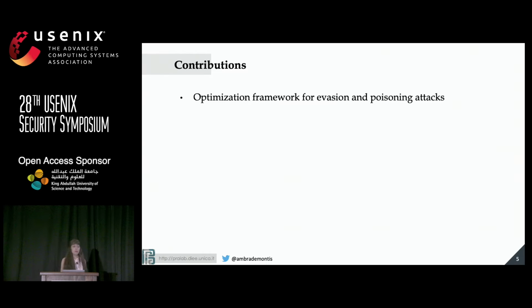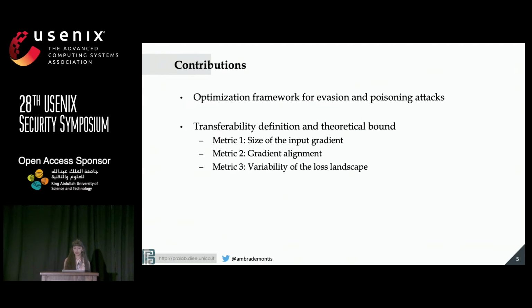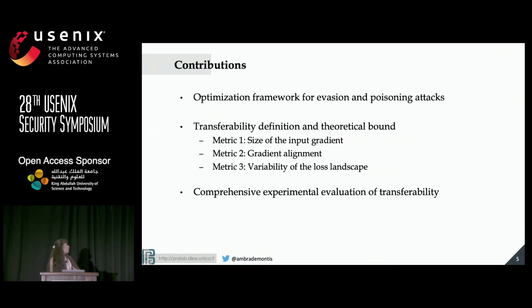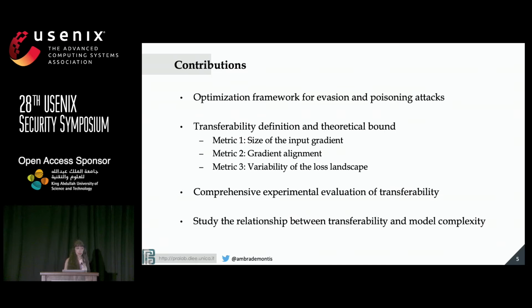So we propose an optimization framework that allows the attacker to compute both evasion and poisoning attacks. We provide a formal definition of transferability, and we devise three metrics that help to better understand the underlying reason behind transferability. To validate the proposed metrics, we did a comprehensive experimental evaluation. And finally, we studied the relationship between transferability and model complexity.